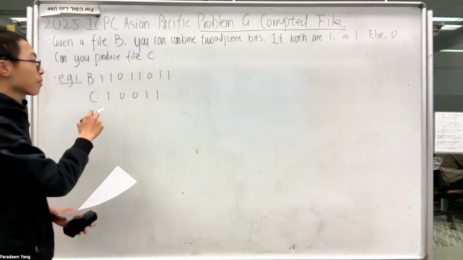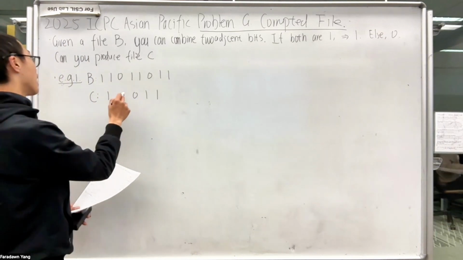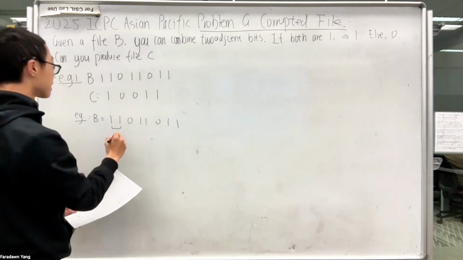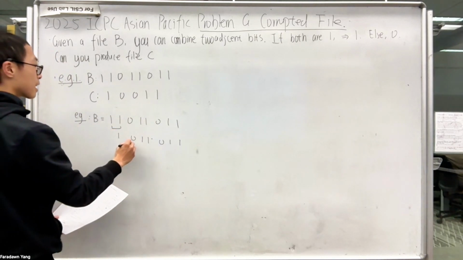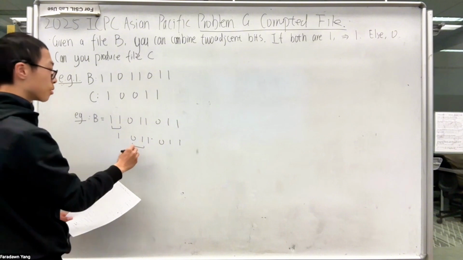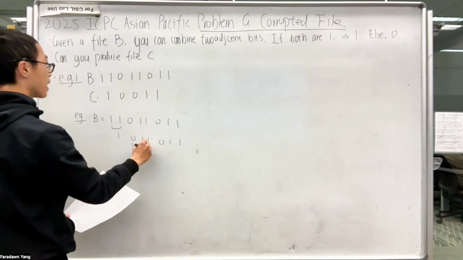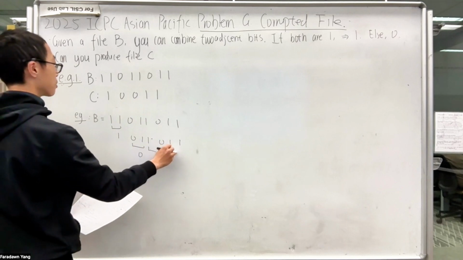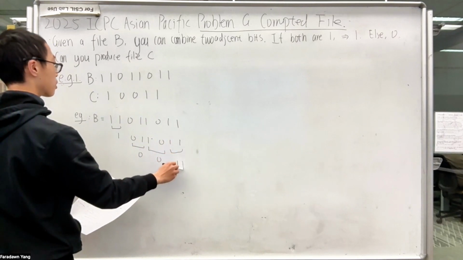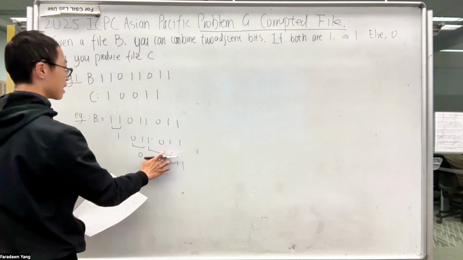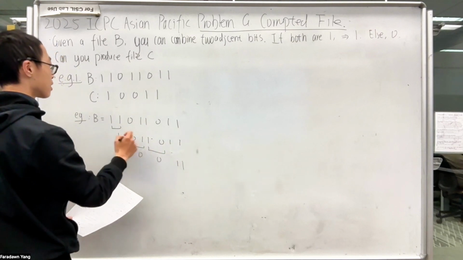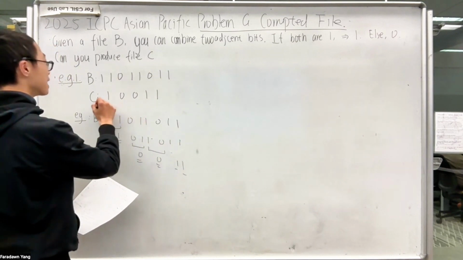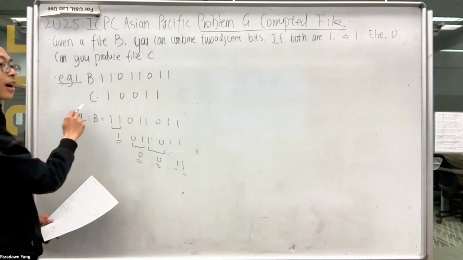In this example, you can produce file C by combining the first two bits into 1, and then combining the second two into a 0, and then combining the third and fourth into a 0, and then the last two into a 1. Or we don't combine the last ones, just keep them as two ones. So this will produce 1, 0, 0, 1, 1, which is the desired file C.